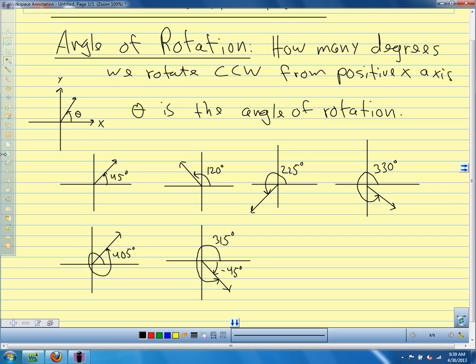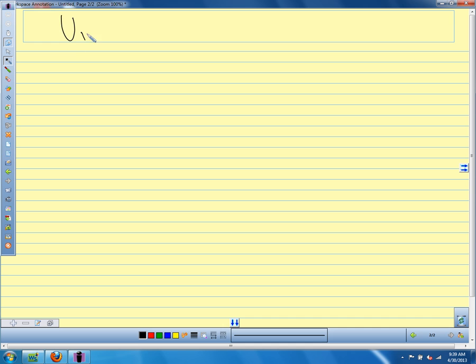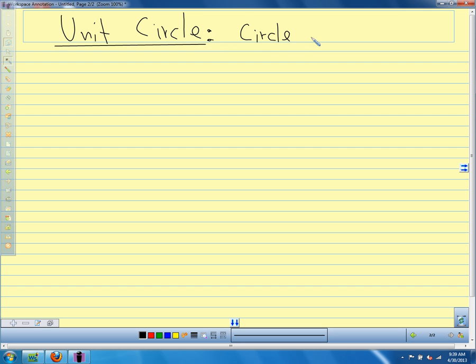All right, now we're ready to talk about the unit circle. The unit circle, the reason we call it the unit circle is because it's a circle. Makes sense? With radius of 1 unit. So that's why it's called the unit circle. The radius is 1, whatever our unit is. And the center is at 0, 0.